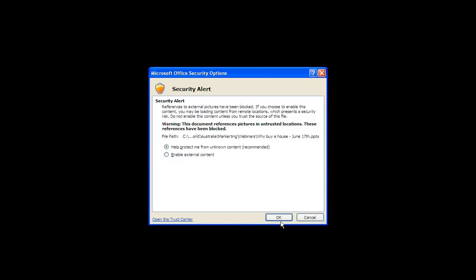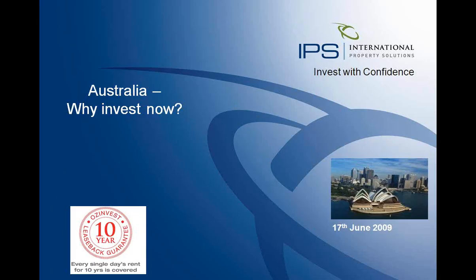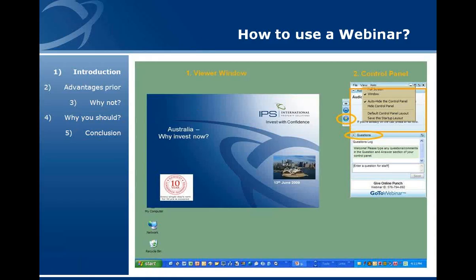Right, so running along from the PowerPoint presentation, my question to you is Australia. Why should you invest in Australia, and particularly why should you invest in Australia now? There really is a fundamental issue that people need to understand, and at the moment is a perfect situation, particularly for South Africans, to be looking at the Australian market, and I want to answer that question.